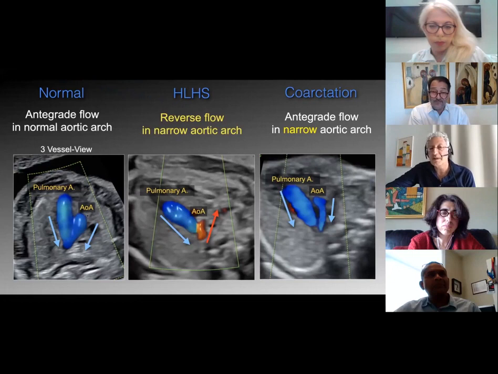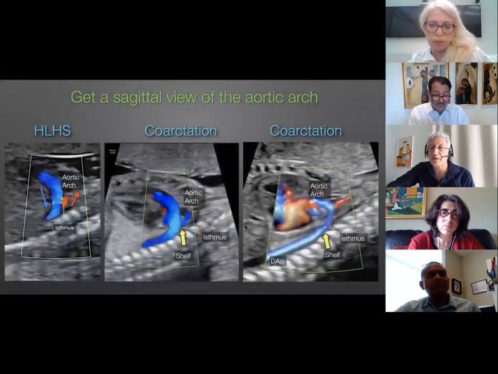So this is a very important plane, but even in this plane you do not have the diagnosis. This is why you need to get a sagittal view to confirm the coarctation: the narrow isthmus with the antegrade flow, and this shelf, which is also typical for the coarctation.